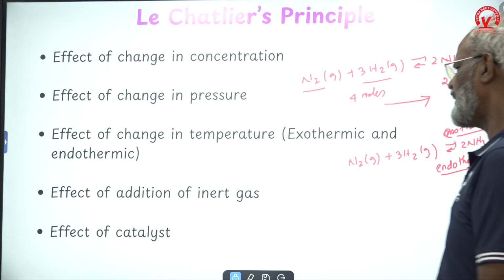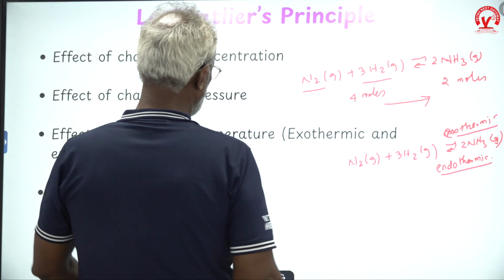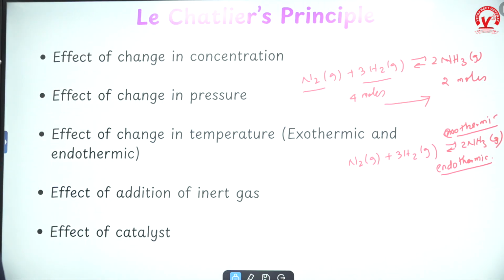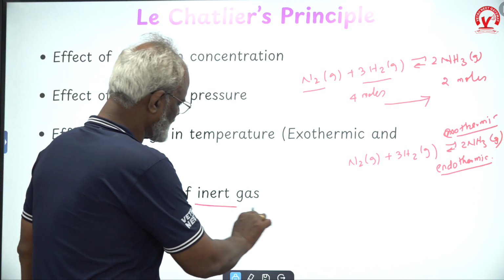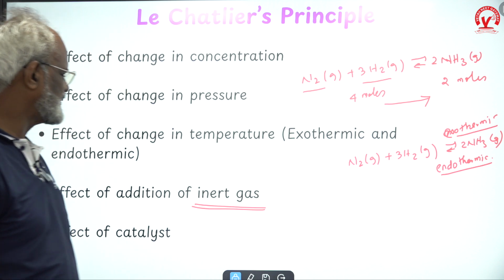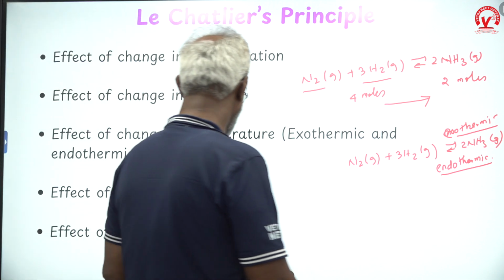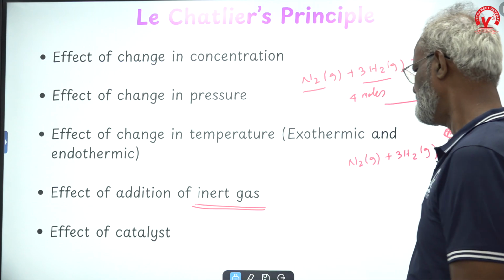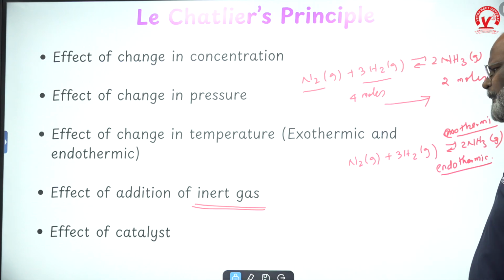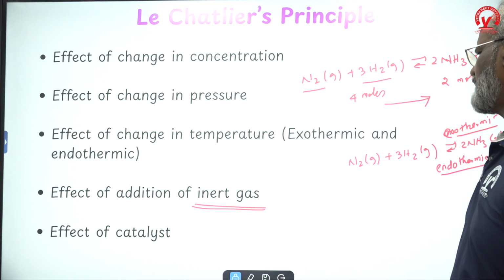Then the effect of addition of inert gas. It does not change the concentration or the partial pressure much. Therefore, if you add an inert gas which is not reacting with the gases in the system, it does not affect the equilibrium constant. It does not affect the equilibrium because the concentrations and the partial pressures are not changed.